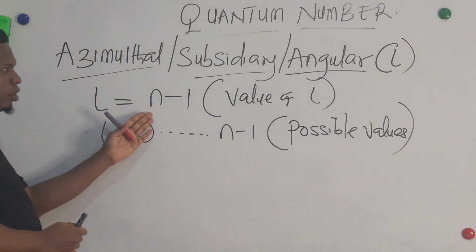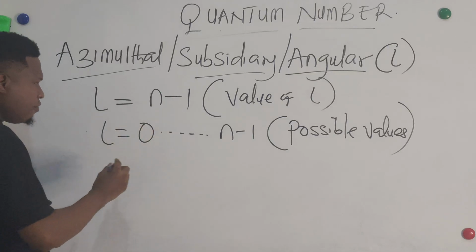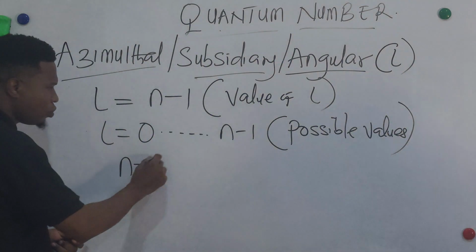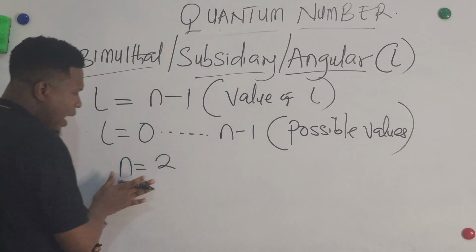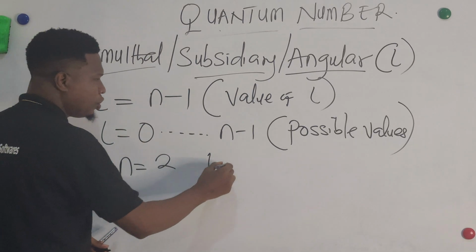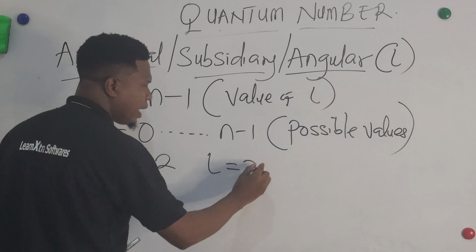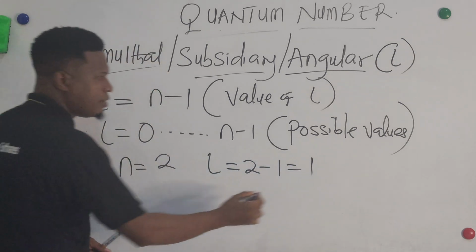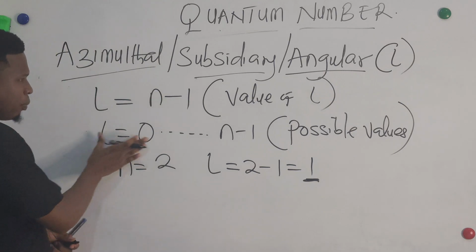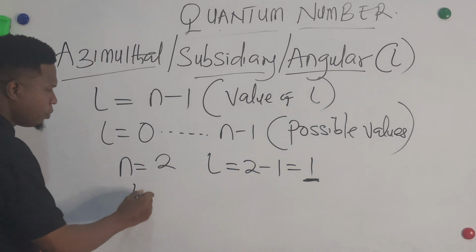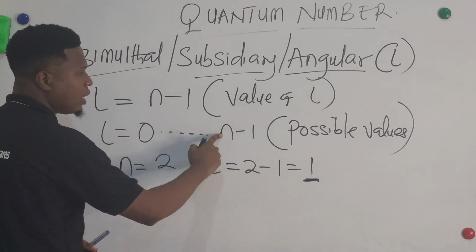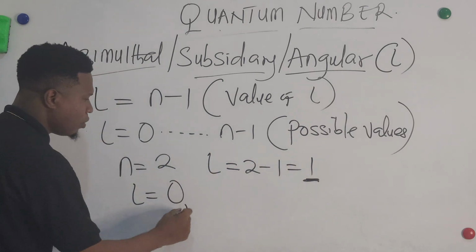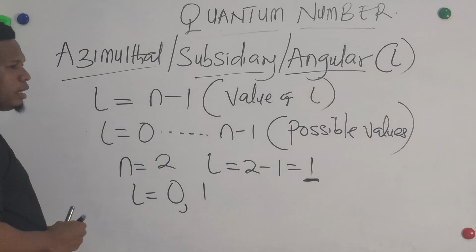For example, if n is equal to 2 and you are asked to find the value of the azimuthal quantum number, the value of L should be 2 minus 1, which is equal to 1. But if I ask you for the possible values of L, you start from 0 until you arrive at the value of n minus 1. Remember that n minus 1 is 2 minus 1, which is 1. So we have 0 and 1. If this does not make sense to you, it will make sense as we keep going further.